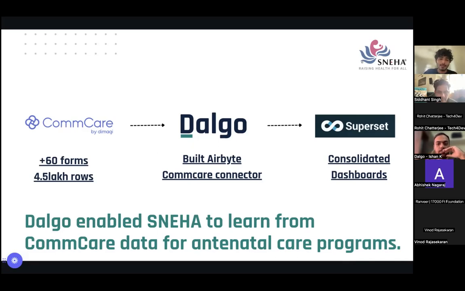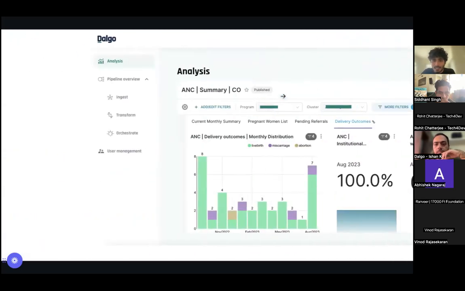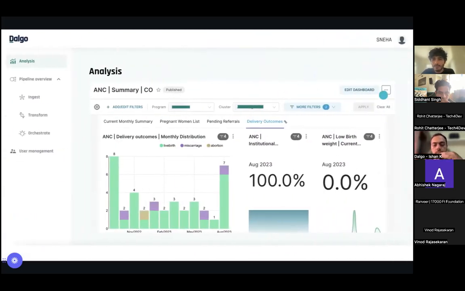For everyone to use and learn from the data. So what we made possible was, first of all, Airbyte didn't have a connector to ComCare, so we built that out. Then we used Dalgo to connect all of the data from all of these forms for Sneha, transform it into usable, ready tables, and bring all of that into Superset. I think this has helped quite a bit with their antenatal programs, and now we're going to do this for other programs as well. Here is a little snapshot of what their embedded Superset looks like.